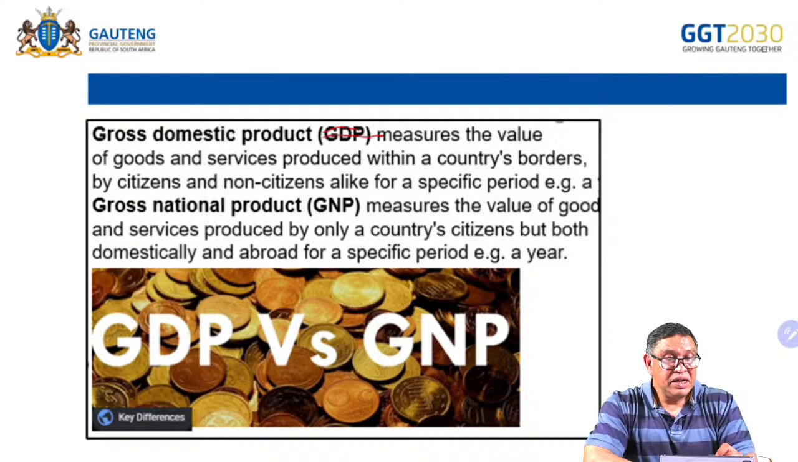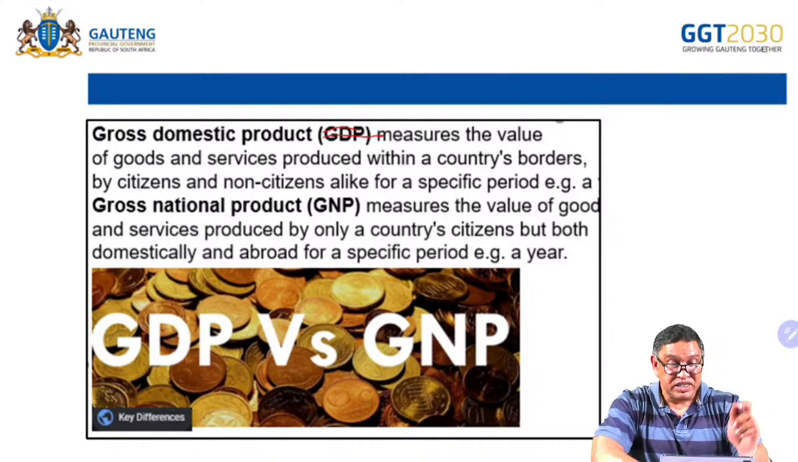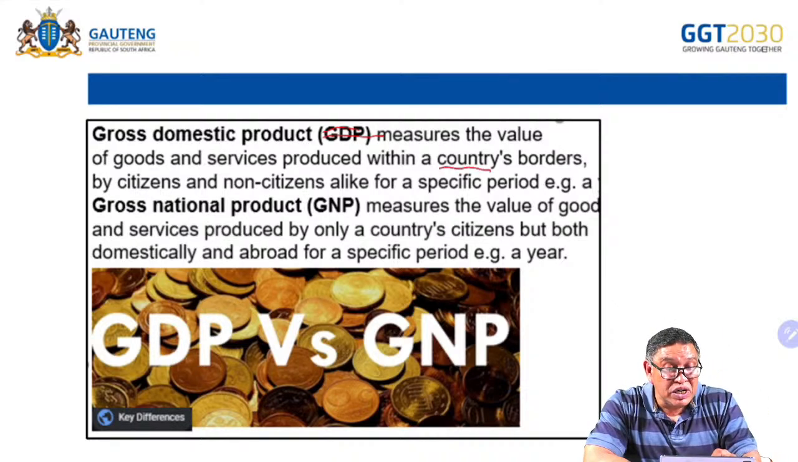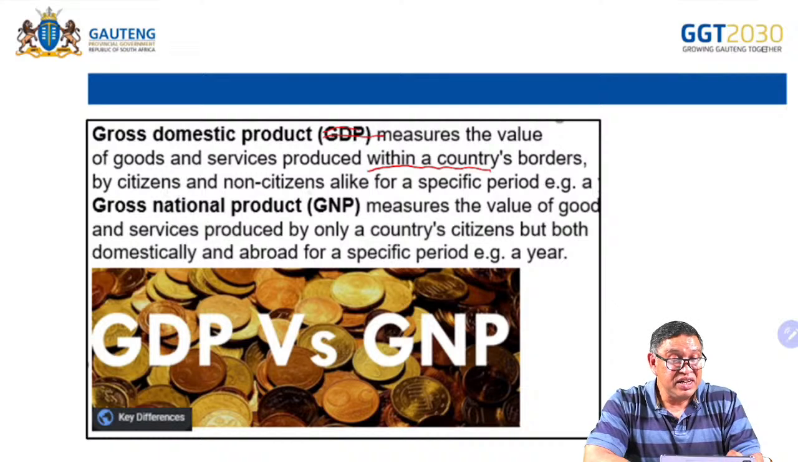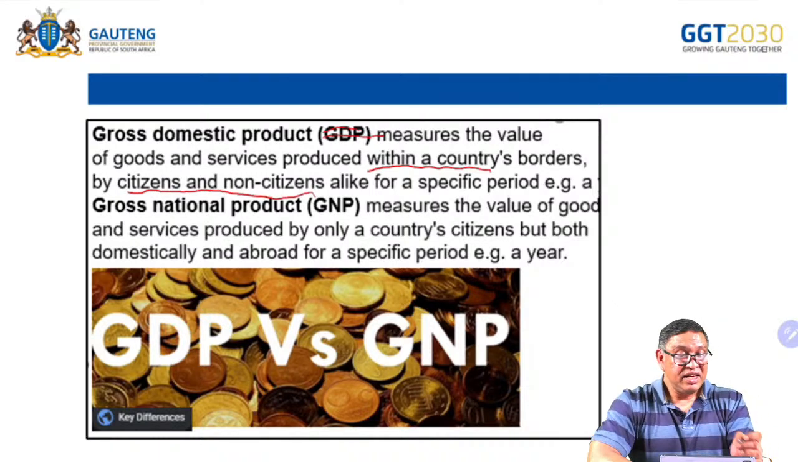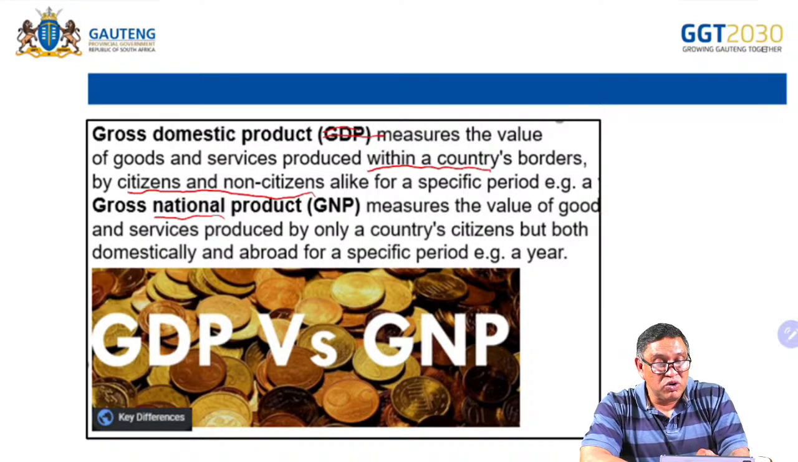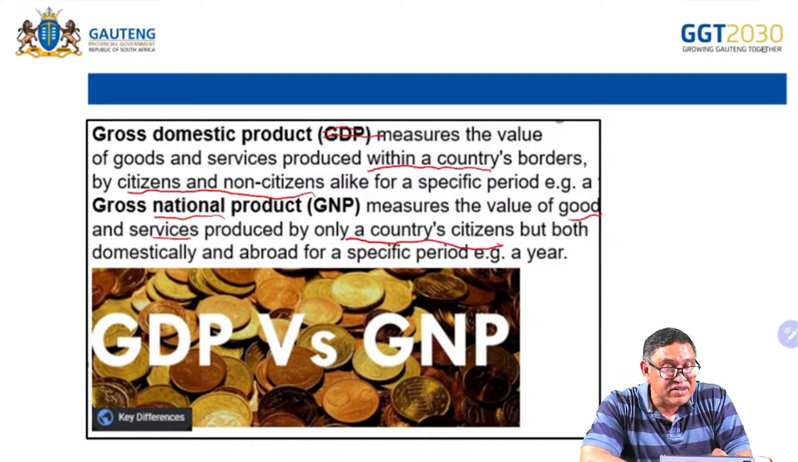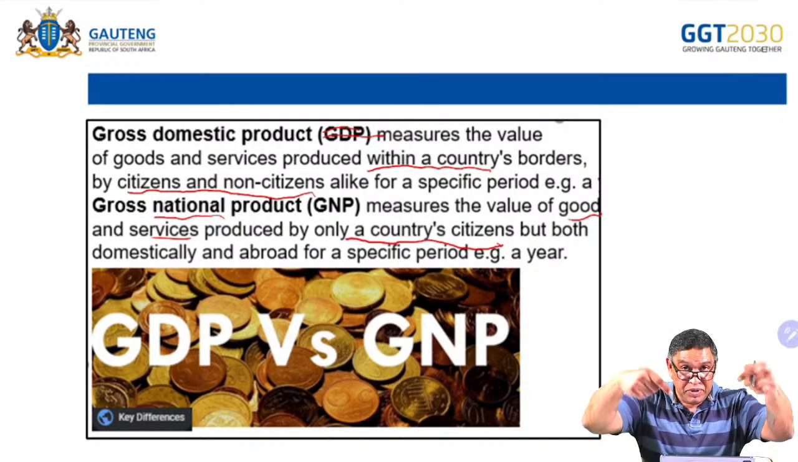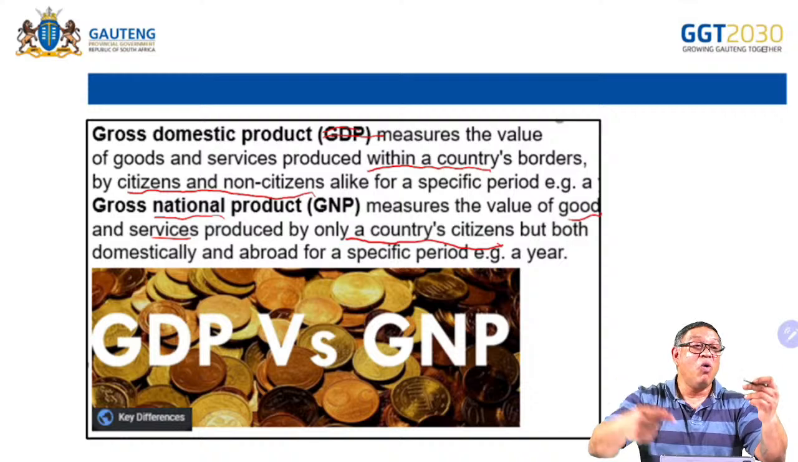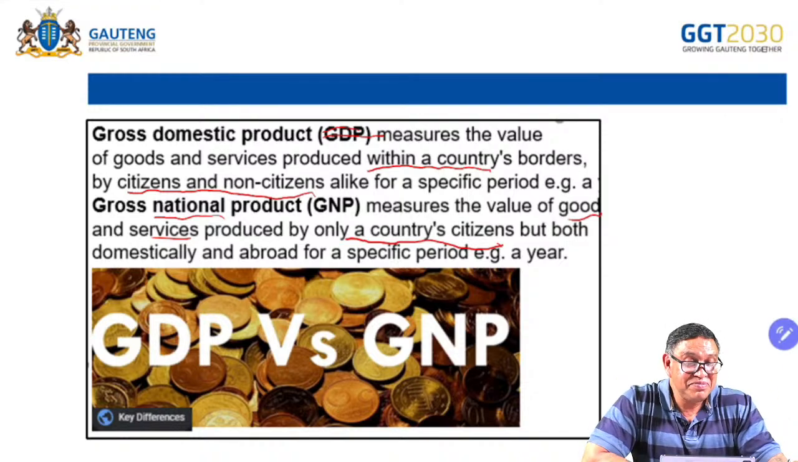GDP refers to the value of goods and services produced within a country by citizens and non-citizens. And gross national product is the value of goods and services produced only by a country's citizens, and it can be within the country or outside the country.